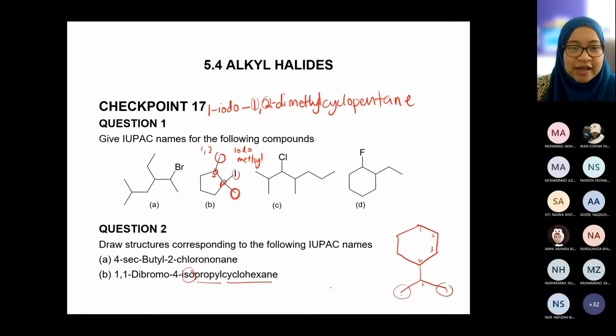Okay. Alright. And then at carbon number 1, we have 2 bromine. Due to dibromo, and then we have 2 numbers here at the same carbon. Siap lah. Depends lah you nak start daripada mana. Nombor 1 ni, kalau you nak start dekat sini, boleh juga. Okay. Nak start dekat sini pun boleh juga. Depends on your preference, basically.